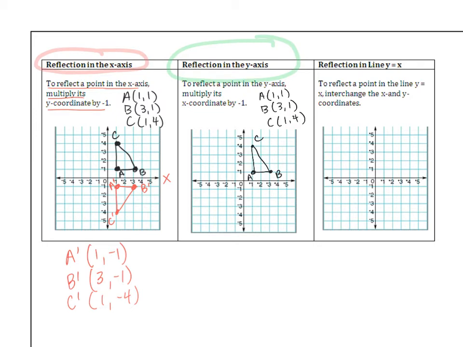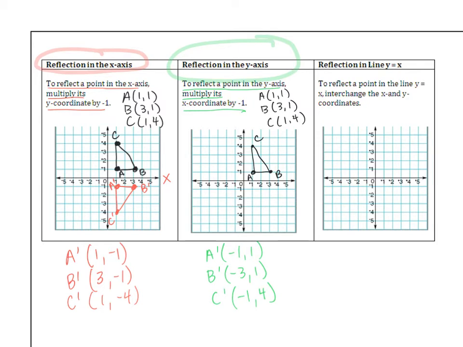Now, to reflect in the y-axis, if you read down below, it says to reflect a point in the y-axis, you multiply its x-coordinate by -1. So think about this, you guys. Our A up at the top there was 1, 1. Well, now we're going to multiply the x-coordinate by -1. So we're going to have -1, 1. We leave the y-coordinate alone. B prime will be -3, 1. We take that first number and multiply it by -1, and the second number we leave alone. C prime will be -1, 4.